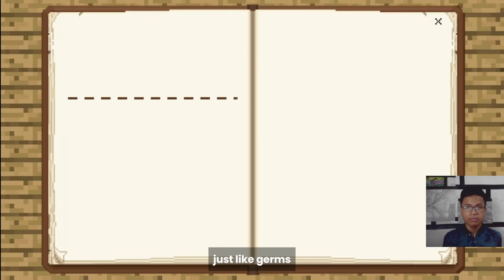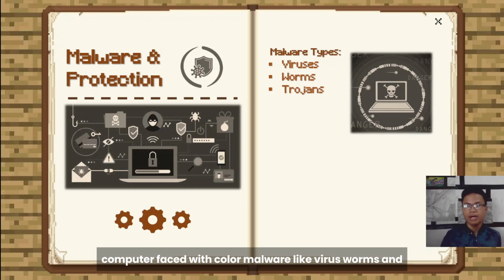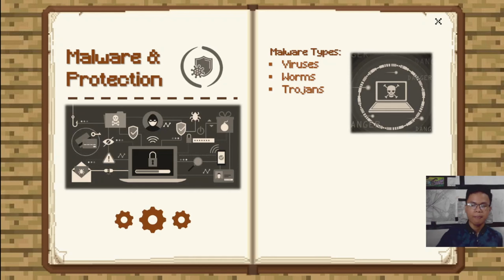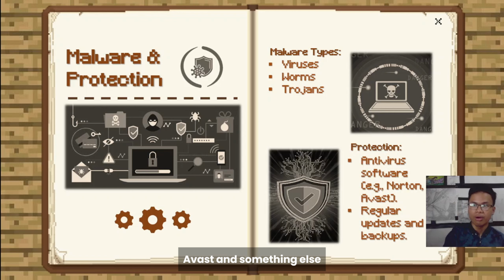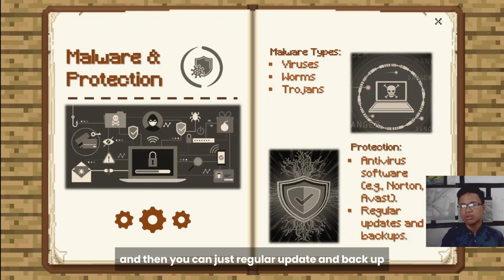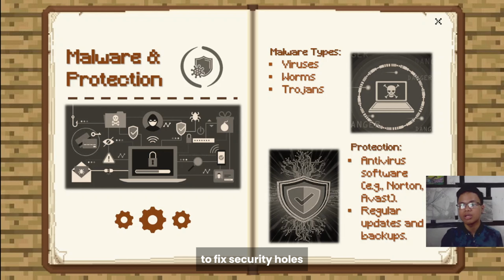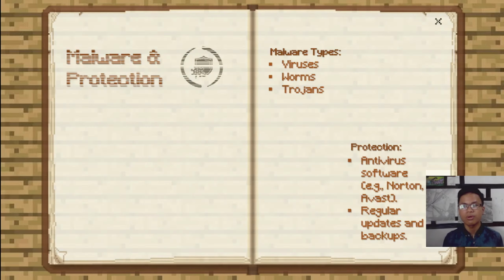Just like humans, computers face threats like malware, such as viruses, worms, and Trojans. To protect it, you need antivirus software like Norton, Avast, and others. And then you should do regular updates and backups to fix security holes. Remember, never download files from a stranger.